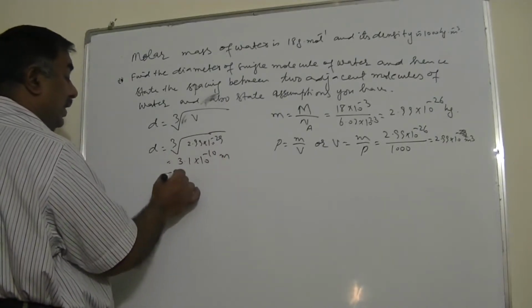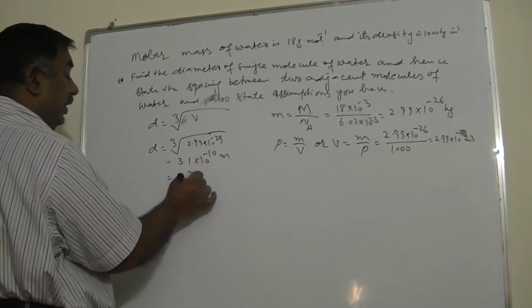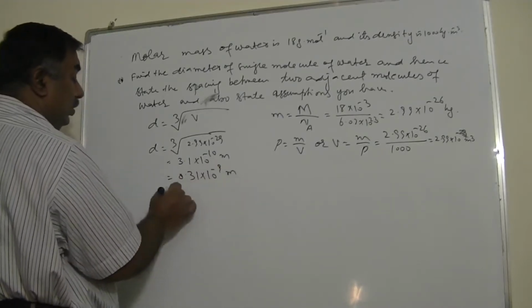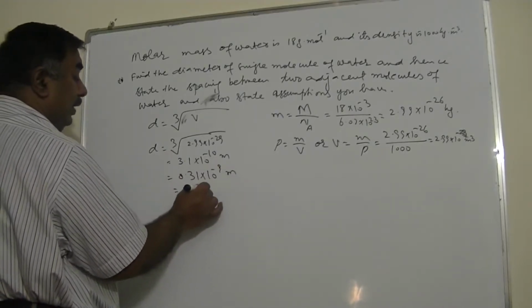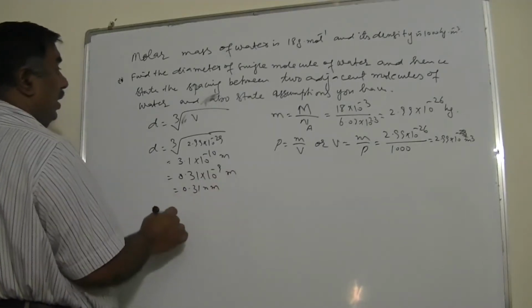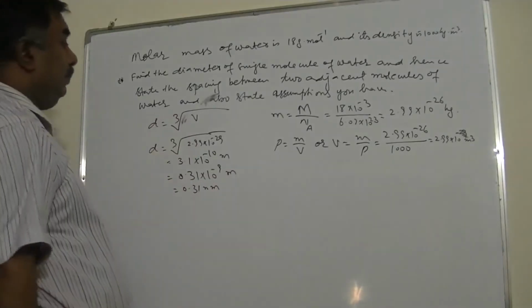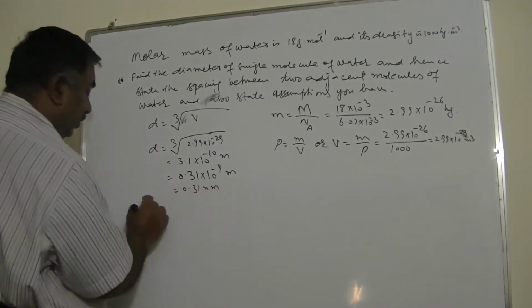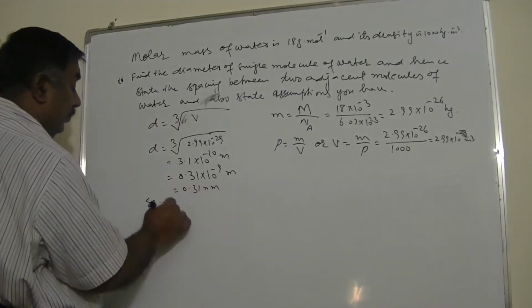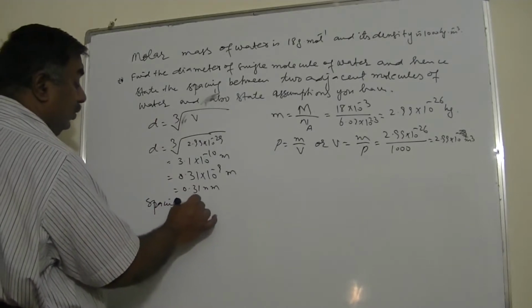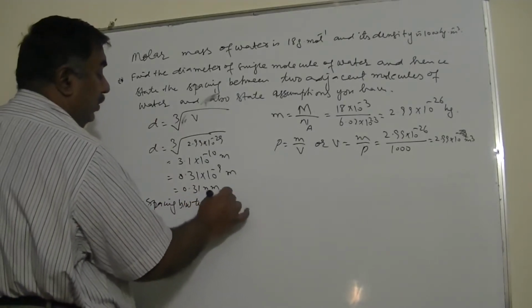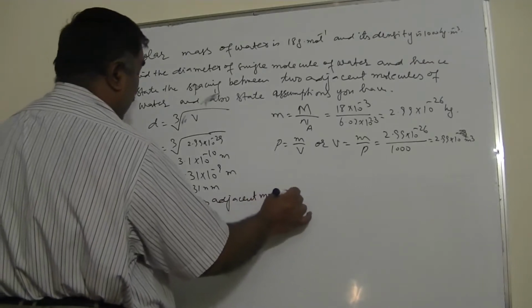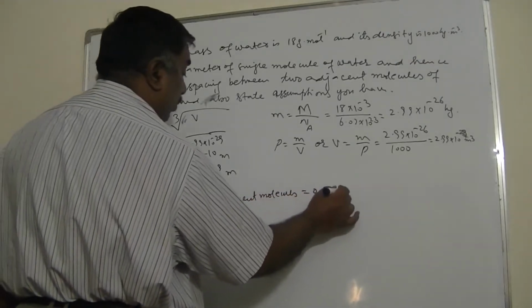I can write this in nanometers. Suppose I write 0.31 into 10 power minus 9 meters, so it is 0.31 nanometer. Now this is the diameter. So he says, what is the spacing between two consecutive molecules? I will say the spacing between two adjacent molecules is also the same, and that is 0.31 nanometers.